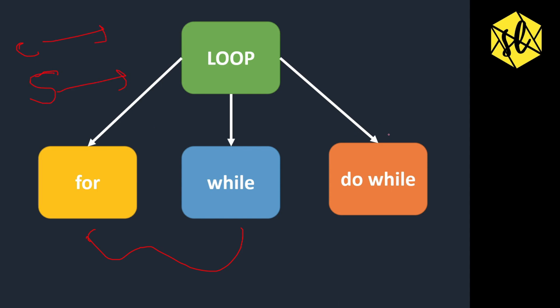But in do while it's not the same case. Here the statement is executed first and then the condition is checked. This is a difference between do while and for and while loop. Again, in for and while loop the condition executes first, after that the statement executes. But in do while the statement executes first and then the conditional part executes. This is the basic difference between for and while and do while. Okay, for now let's just move forward.